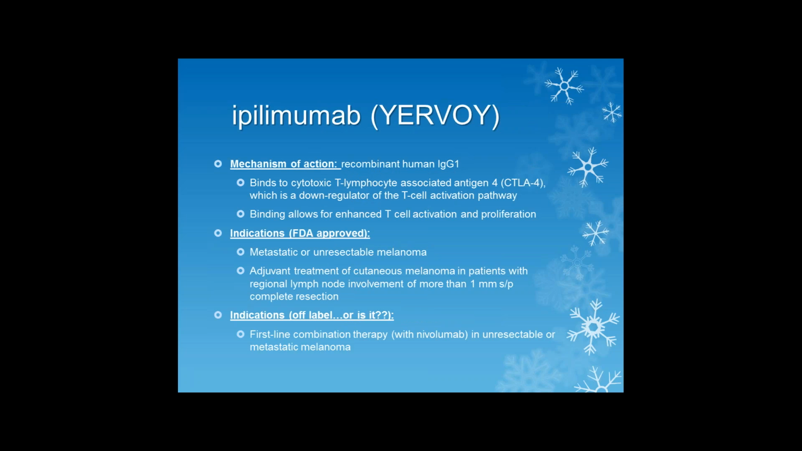So this is a recombinant human IgG1 monoclonal antibody that binds to CTLA4, the antigen, which is a downregulator of the T cell activation pathway. So basically, you're kind of taking your foot off the brake and helping your T cells to fight the cancer. And so this is FDA approved for metastatic or unresectable melanoma. Also adjuvant treatment of cutaneous melanoma if they've had regional lymph node involvement that's large, after resection.